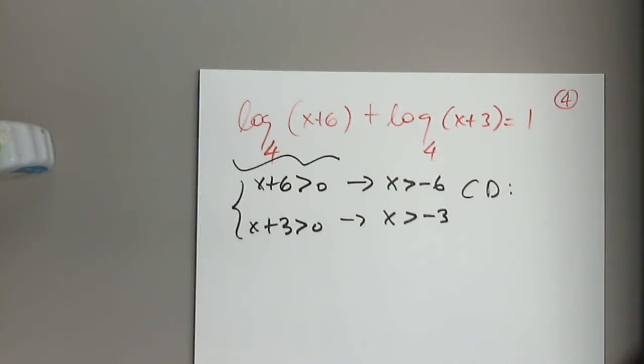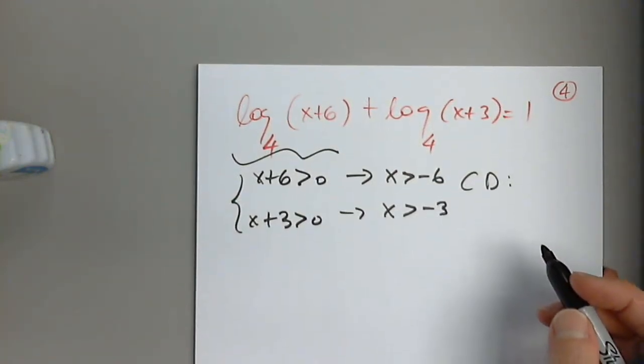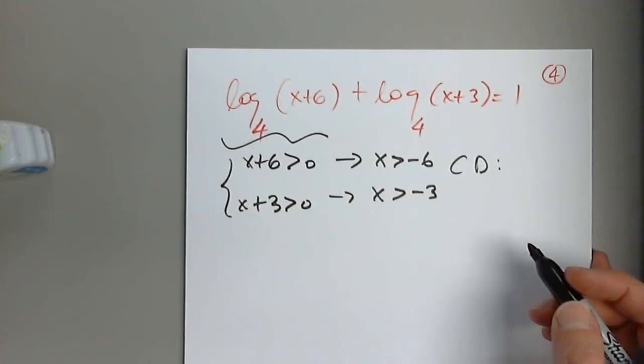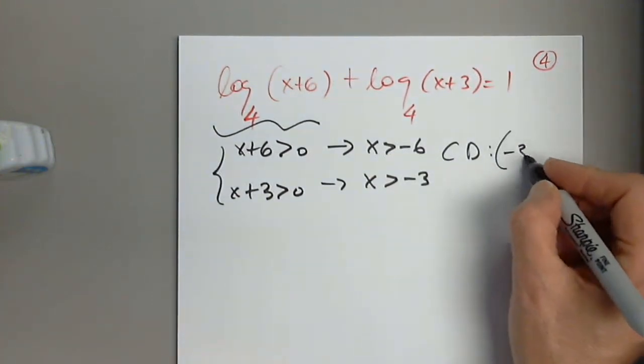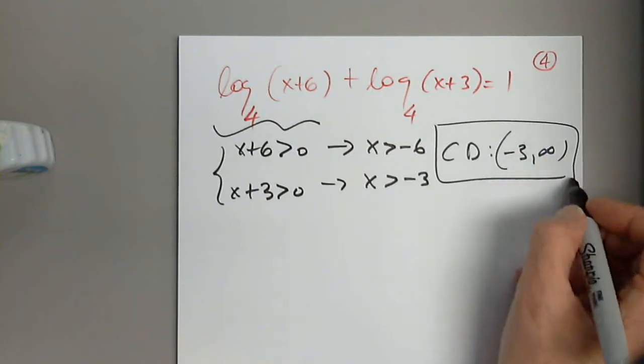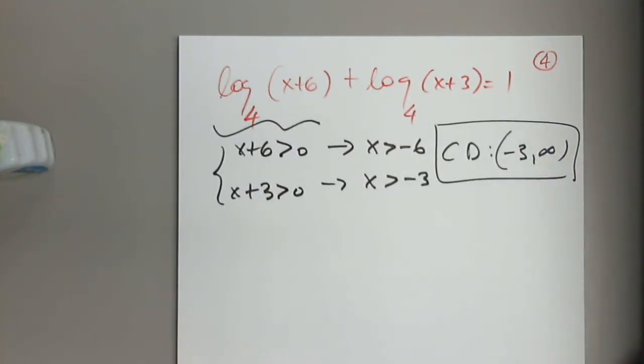Yeah, is that clear? From -6 to infinity and from -3 to infinity. So the overlap is -3 to infinity. Do we agree with that? Yes? Okay. Do I have to show anything? It's okay if you say yes. Okay, so -3 to infinity. If the equation doesn't have a solution that is greater than -3, I will say no solutions.